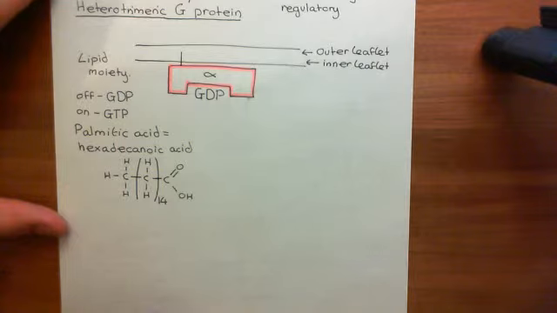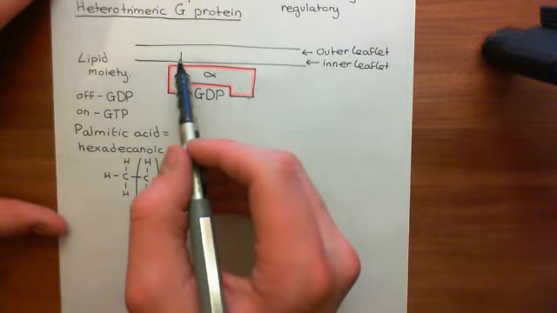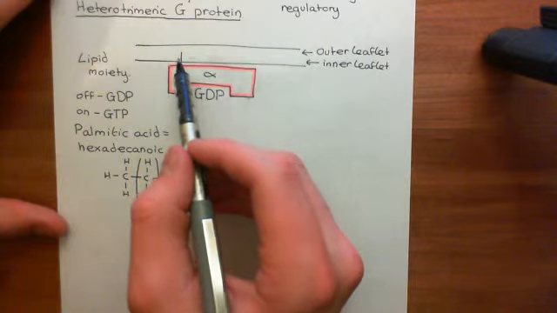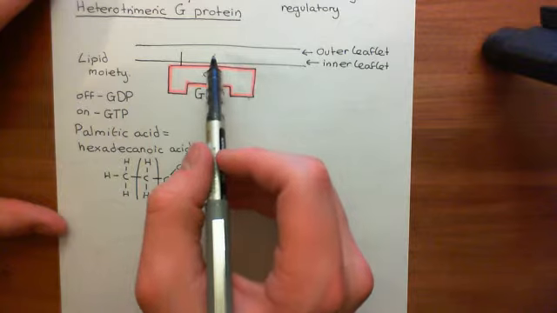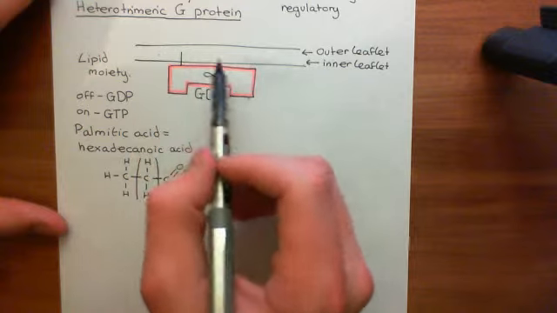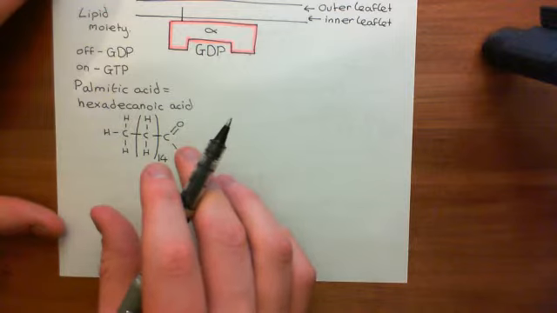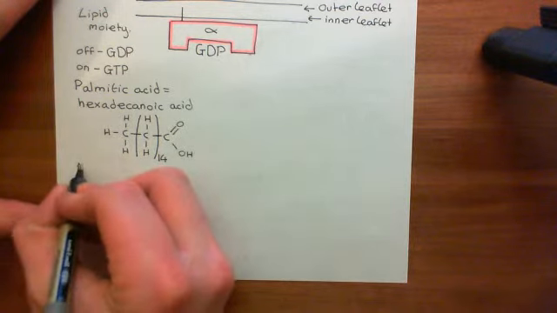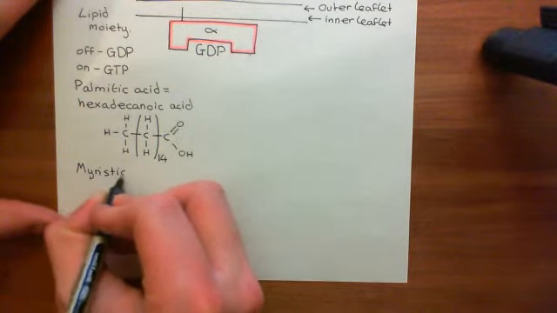Now, this extremely long hydrophobic tail here will then implant into the hydrophobic core of the phospholipid bilayer, and that will hold this alpha subunit attached to the inner leaflet of the phospholipid bilayer, so it skates about underneath the surface of the cell membrane, basically. Now, most of the alpha subunits do indeed get a palmitic acid molecule attached to them. Some of them get a different type of lipid molecule attached, but it's not too different.